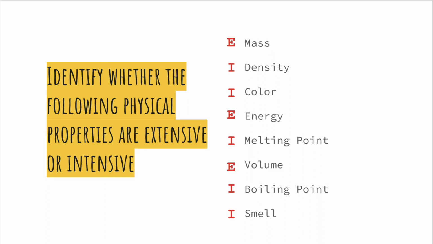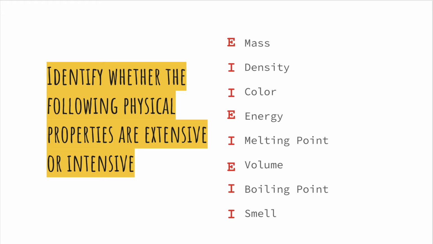Mass is extensive because it depends on amount. Density and color are both intensive. Note that density is an intensive physical property. No matter how much of a sample you have, its density will remain the same. Density is a ratio of mass over volume, so no matter how much water you have, its mass and volume ratio will be proportional to one another. Water will always have a density of 1 gram per milliliter. Therefore, we consider density an intensive property.